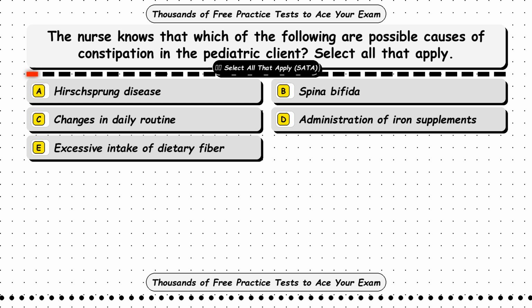Question 80. The nurse knows that which of the following are possible causes of constipation in the pediatric client. Select all that apply. Option A, Hirschsprung disease. Option B, spina bifida. Option C, changes in daily routine. Option D, administration of iron supplements. Option E, excessive intake of dietary fiber.